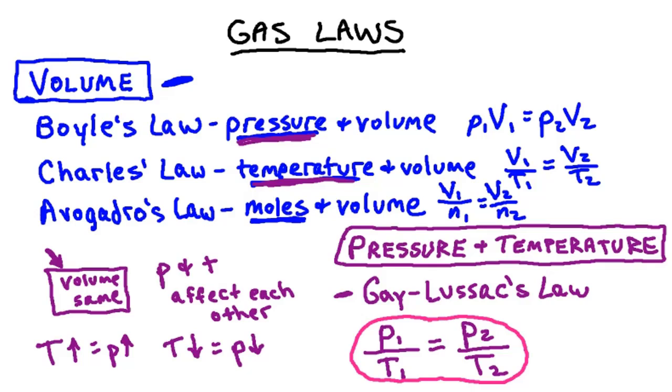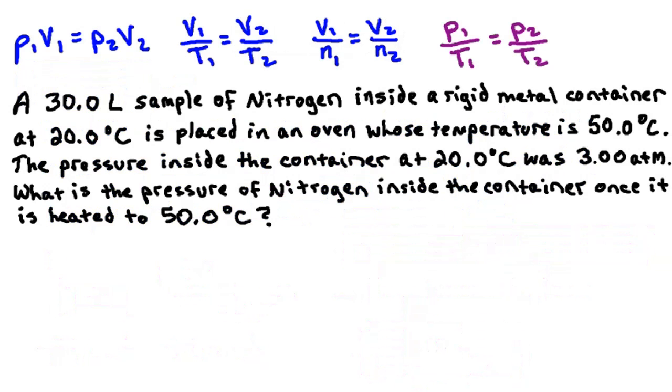The pressure that you start with, the P1, divided by the temperature you start with, the T1, is going to equal the final pressure, the pressure you end up with, divided by the temperature that you end up with, the temperature you heated the gas up to. So let's do a practice problem with this example.